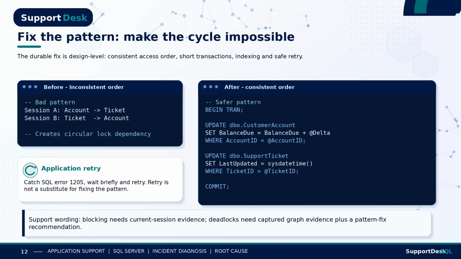The durable fix is to make the cycle impossible. The common fix is consistent access order. Every code path should update customer account first and support ticket second. Transactions should also be kept short, search predicates should be indexed, and the application should retry error 1205 safely. Retry logic is important, but it is not a substitute for fixing the transaction pattern.